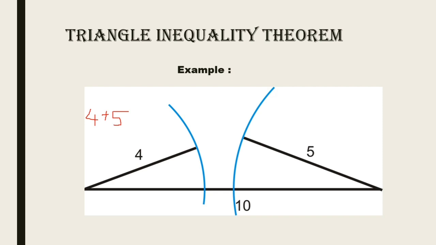But in this case, the sum of two sides is not greater than the third side. It means the triangle inequality theorem applies, and we cannot form a triangle in this case. So we can prove that in a triangle the sum of two sides should be greater than the third side.